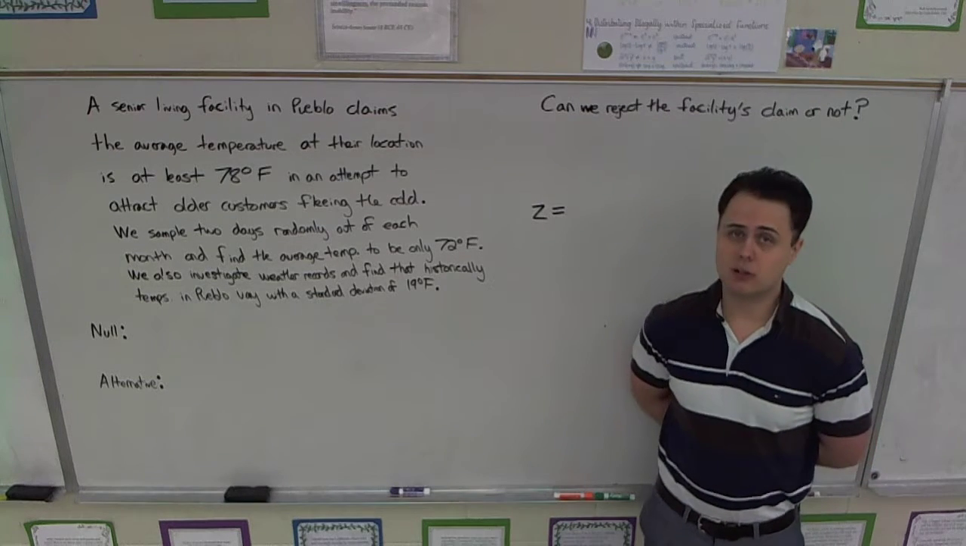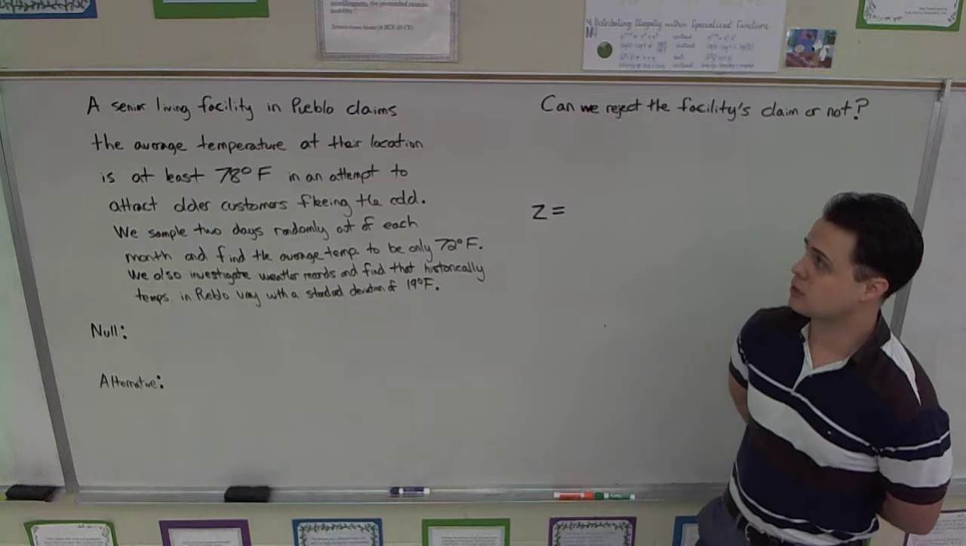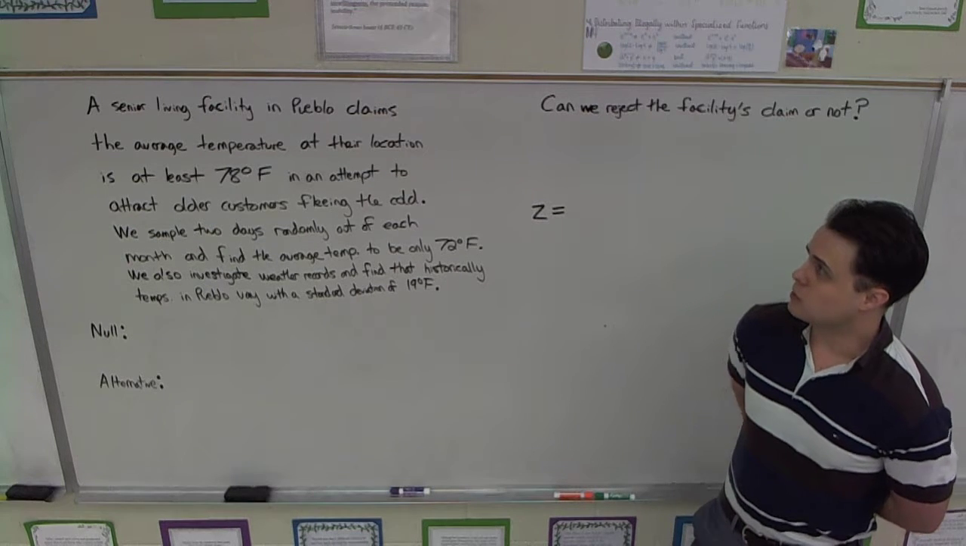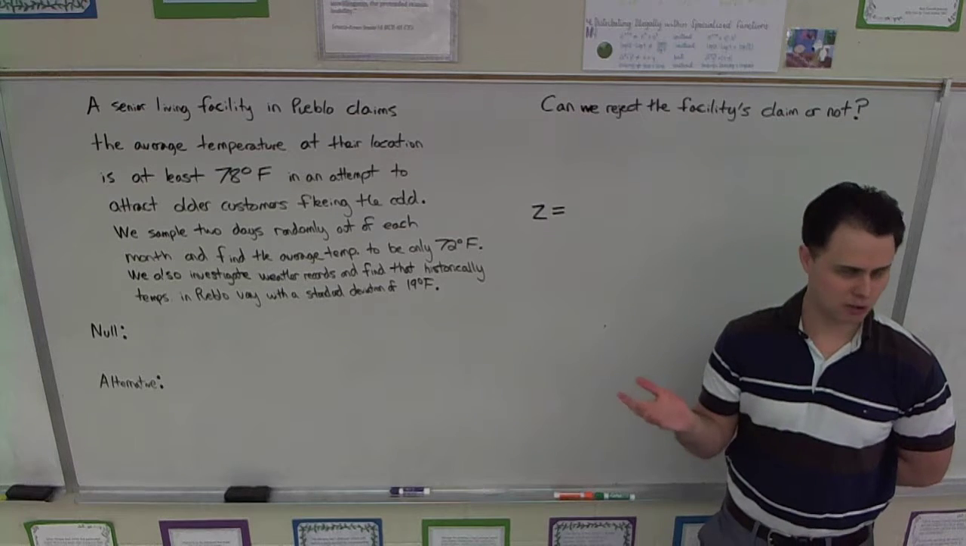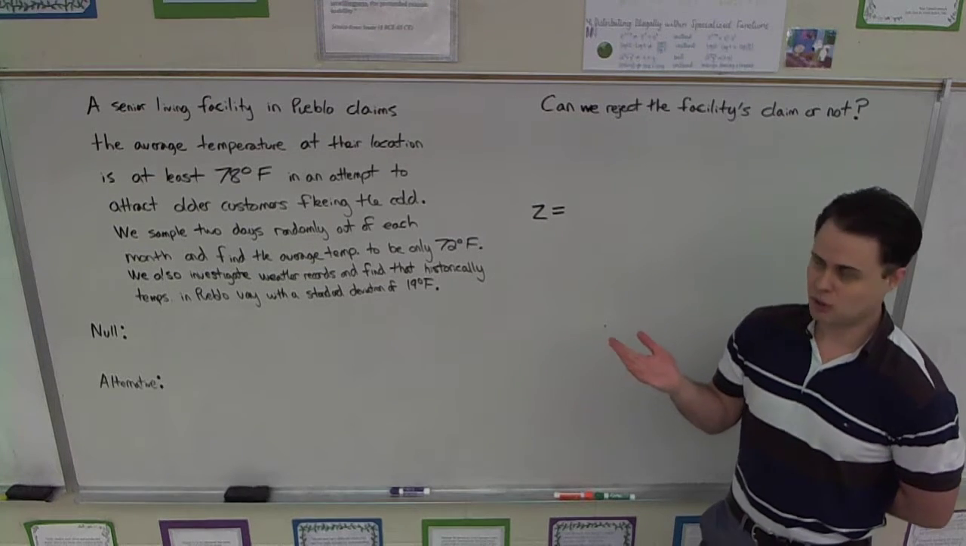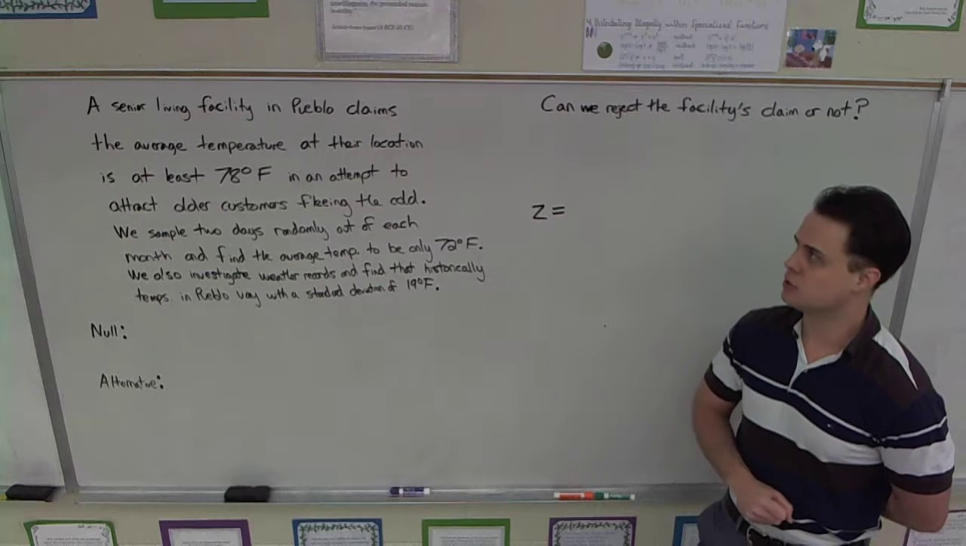Hello, Algebra 2. Today we're going to look at another example of basic statistical inference. In this situation, we have a senior living facility in Pueblo. I think there's actually been a few more of these built recently in Pueblo. So there's a lot of these big facilities around.